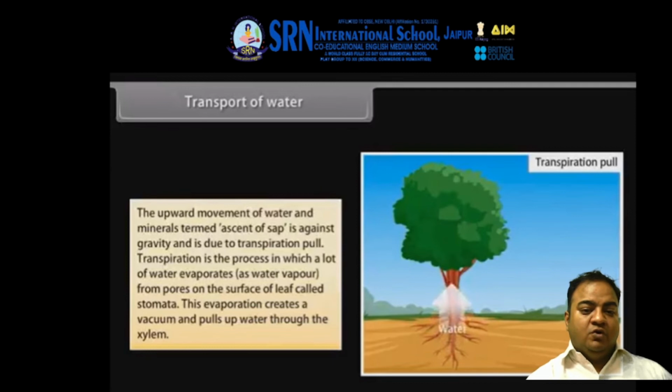Now, transportation of water can be studied as the upward movement of water and minerals, which is termed as ascent of sap, is against gravity, and it is due to the transpirational pull. Transpiration is a process because of which a temperature gradient is developed between the roots and the leaf. In order to maintain this temperature gradient, water moves up from the roots to the different parts of the plant. This evaporation creates a vacuum and pulls up water through the xylem.